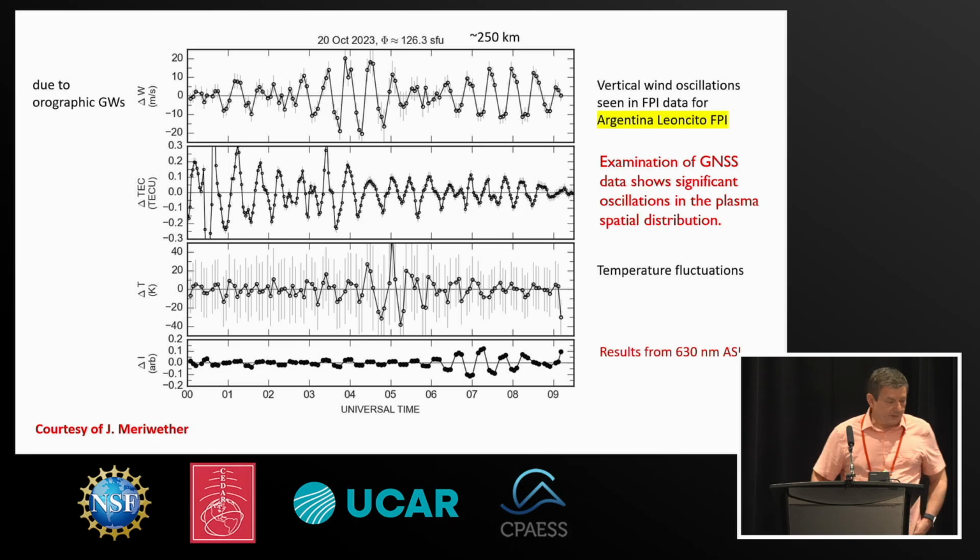And so finally, these are observational results from John Merriweather and co-workers. What you see are observations from the Fabry-Perot in Argentina at El Leoncito, basically a comparison between vertical wind oscillations and, in the second panel from top, the simultaneous observation of ionospheric oscillations visible in GNSS data. At least part of what we see here can be connected to orographic gravity waves, but Dr. Merriweather will talk more about that on Tuesday.